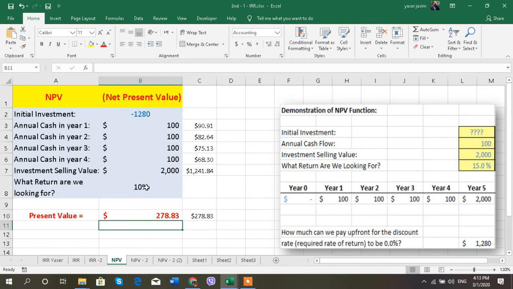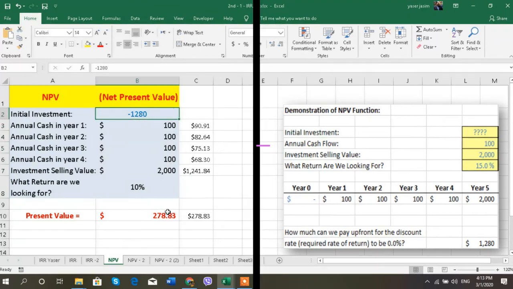This is how you're going to calculate your net present value. So I have three parameters, arguments: rate, cash flow, and initial investment.